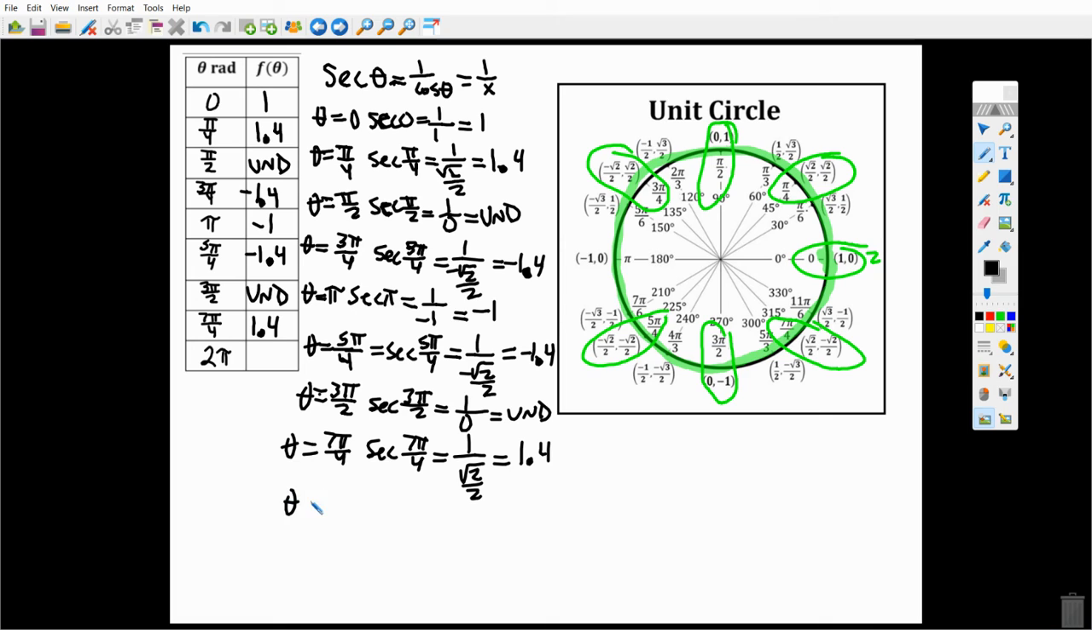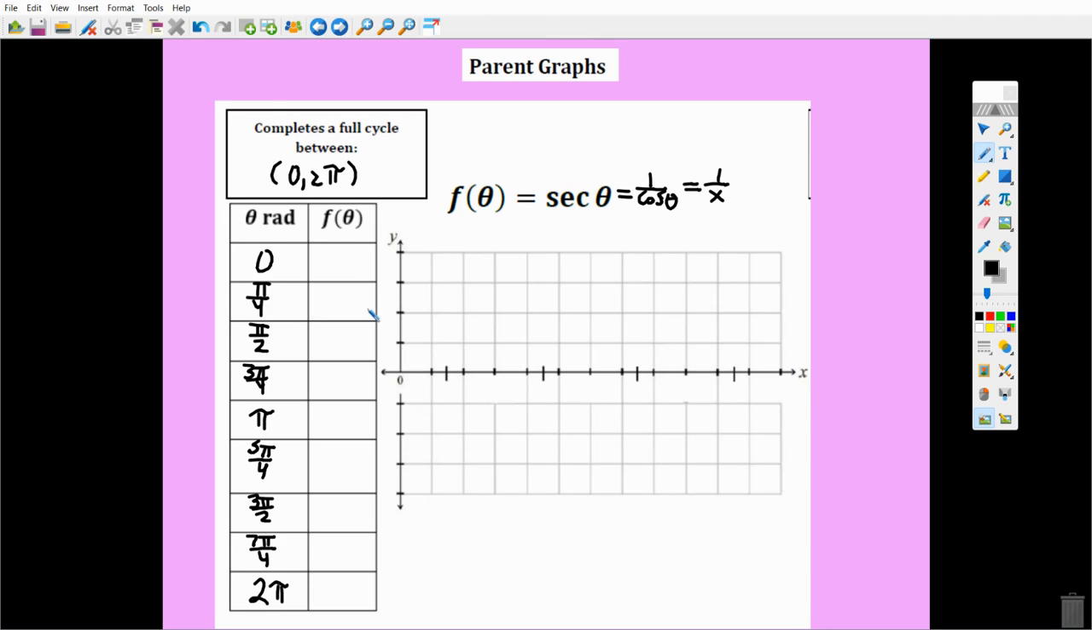And then for theta equals 2 pi, secant of 2 pi is going to be 1 over, and we're back over here. So the value of x was 1, so this is going back to 1. And there are our numbers for secant and where we got them from, okay? And so I'm going to go back and plug those in.